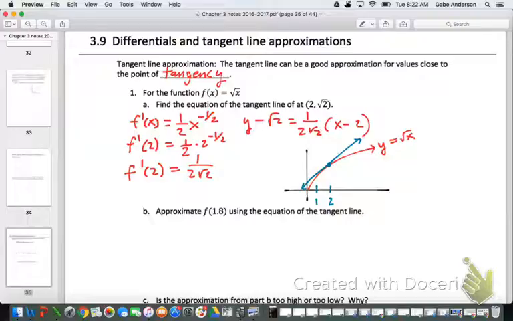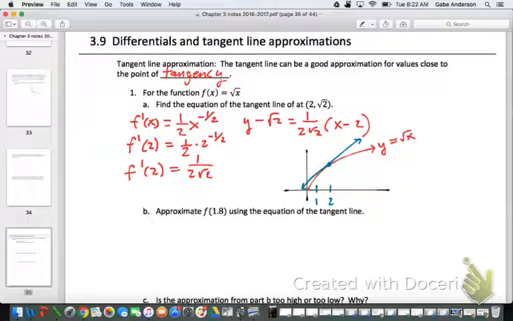But the further you get from that point of tangency, the blue line becomes a worse approximation for the curve, right? So in part B, it says approximate f of 1.8. I chose 1.8. Why? It's pretty close to 2, right? Now, of course, your definition of close could be questioned there, but I think we could all agree that it's at least sort of close to 2.